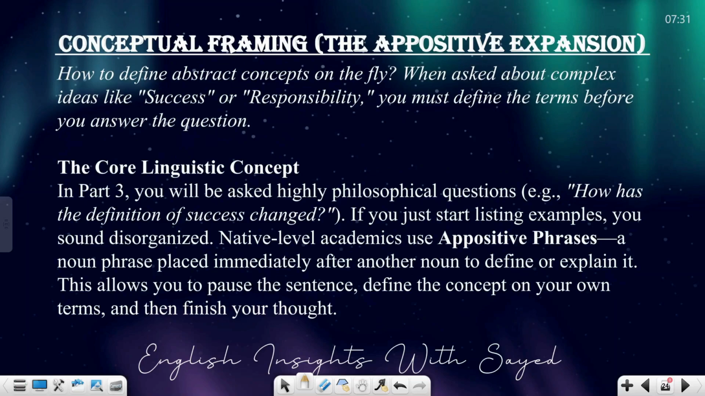How to define abstract concepts on the fly when asked about complex ideas like success or responsibility? You must define the terms before you answer the question.